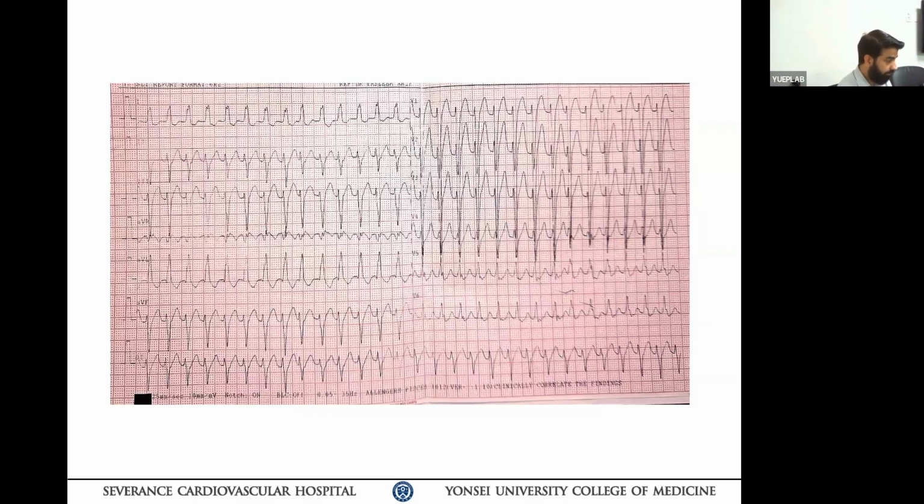Let's go to the reverse direction, clockwise rotation. Oh, clockwise. All right, so this is a regular narrow complex tachycardia with a rate of about 150 to 160. Follow the mouse. There are some. This is the rhythm strip.